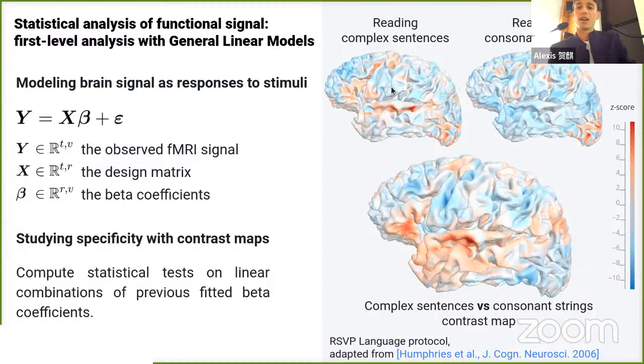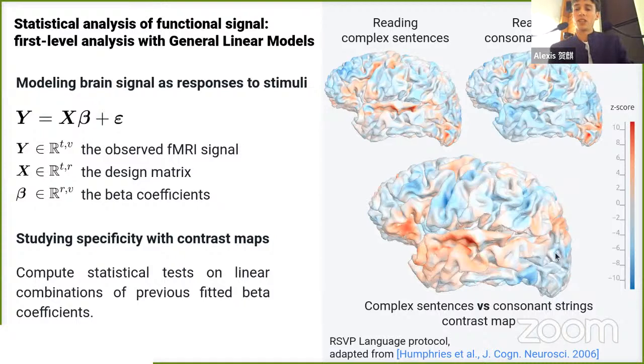Mostly the idea is that, and this is what you see at the top of this slide, here are brain responses in the same person when they are either reading complex sentences or reading strings made of words that are made up of consonants, so like they don't have a meaning. Obviously, we're more interested in parts of the brain that respond specifically to sentences, so we can combine these two images together and get the one that you see at the bottom.